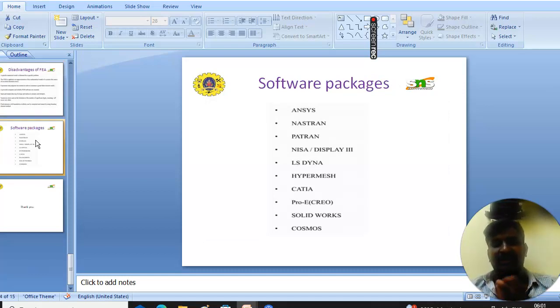Currently, the software packages used for FEA are ANSYS, Nastran, Patran, NISA, LS-DYNA, CATIA, ProE, SolidWorks, and Cosmos.